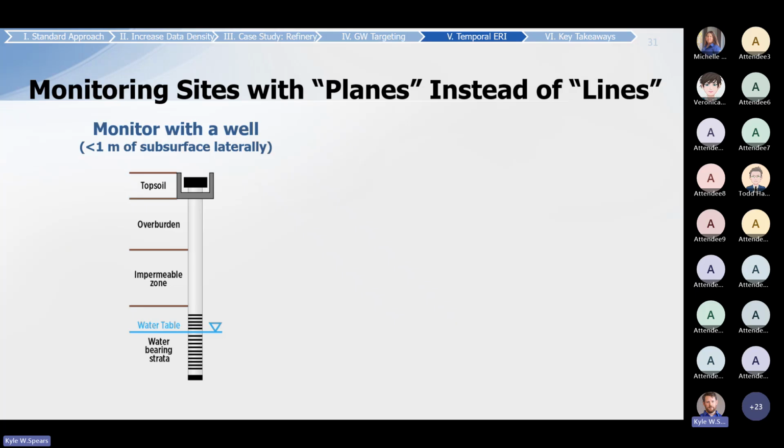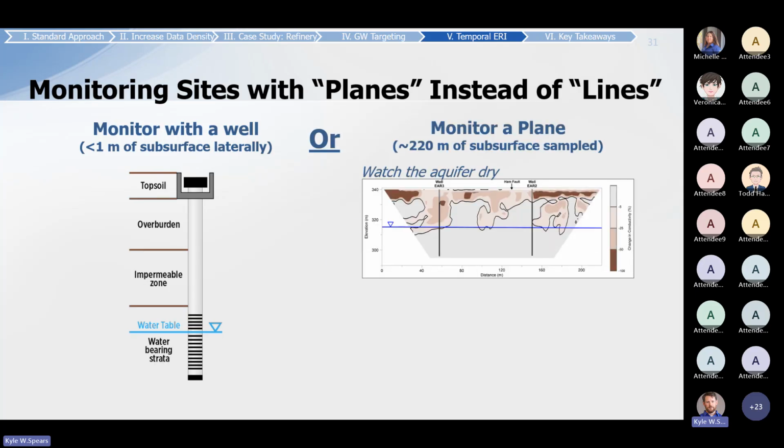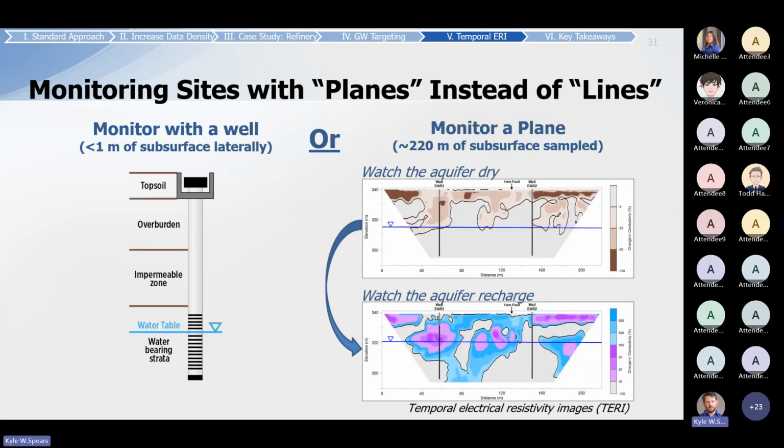So if you think about monitoring an aquifer, traditionally we've done it with monitoring wells, which are great. They tell you where the water table is at a particular elevation. But if we think about monitoring a plane and watching how an aquifer is changing across a 722 foot by 144 foot domain, it's a far more robust and informative data set that you get. So that's what we hope to see the industry gravitating towards, this approach here.